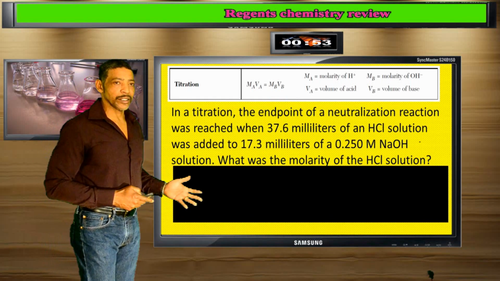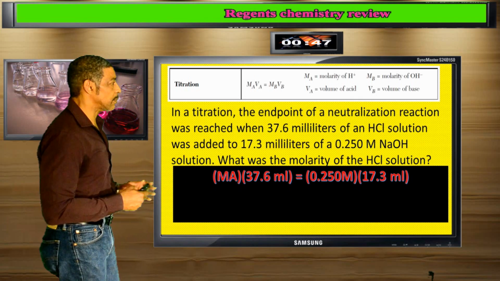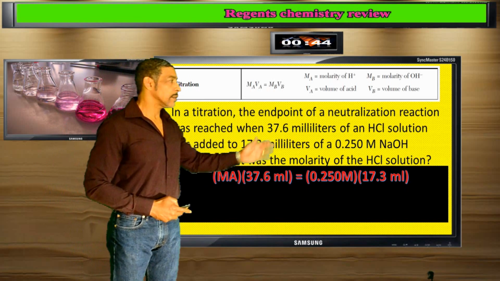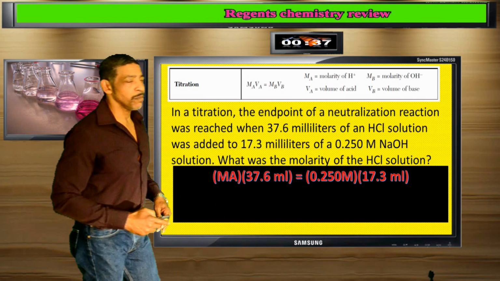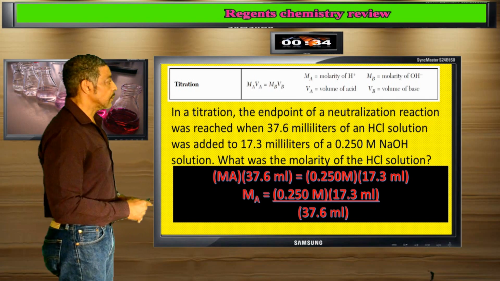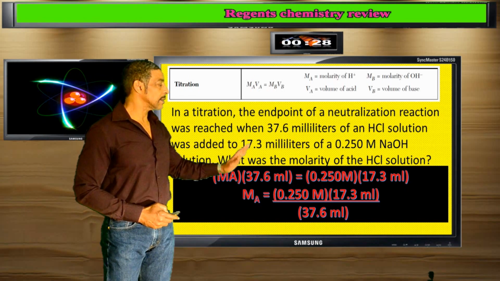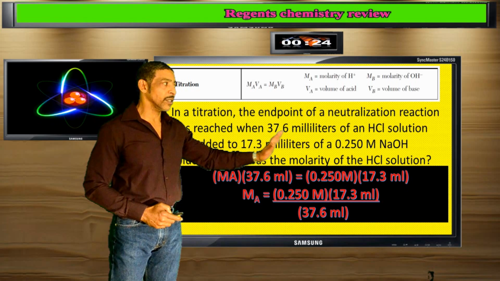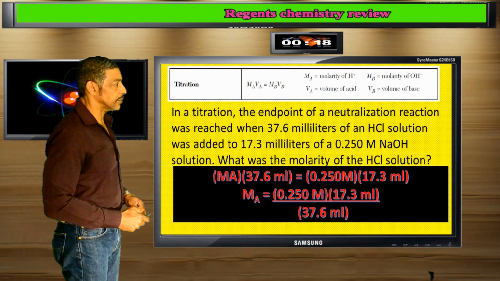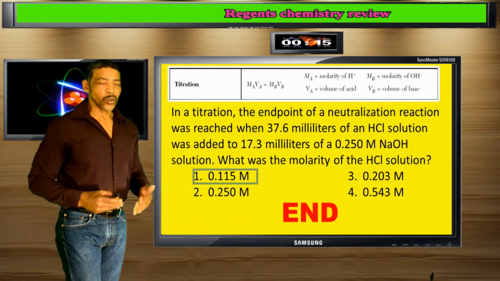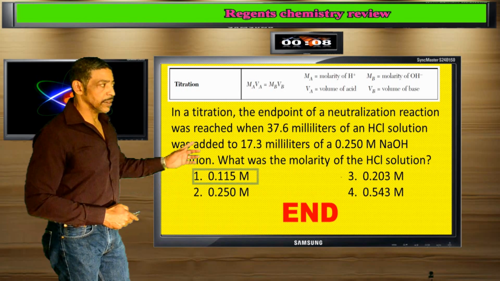Now inserting the information. The molarity of the acid is unknown, so we multiply Ma times 37.6 milliliters, which will equal 0.250 molar for the base times 17.3 milliliters of the base. So the molarity of the acid may be determined by first multiplying 0.250 molar times 17.3 milliliters divided by 37.6 milliliters, where the milliliters will obviously cancel out. And the final answer, or the calculated result, will be 0.115 molar, which represents choice 1.